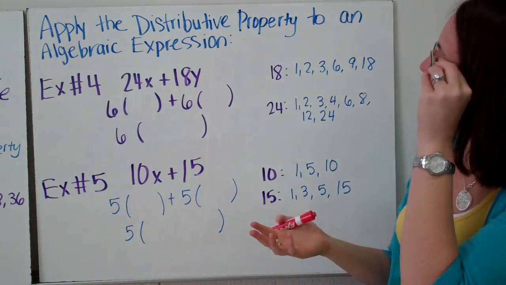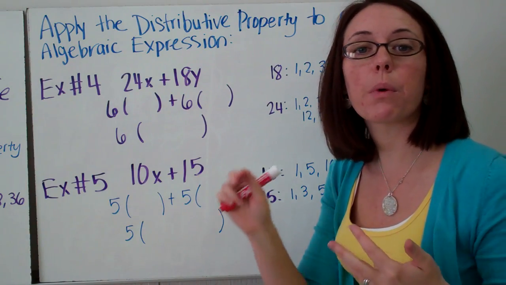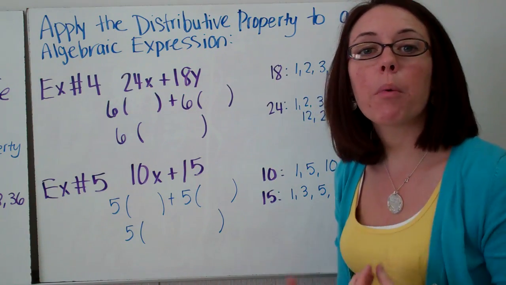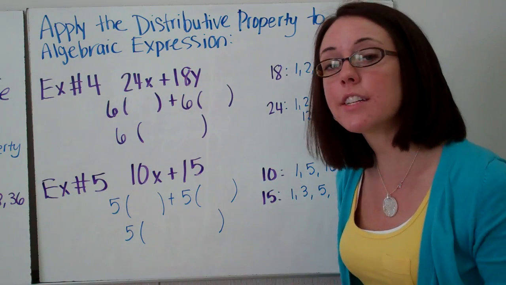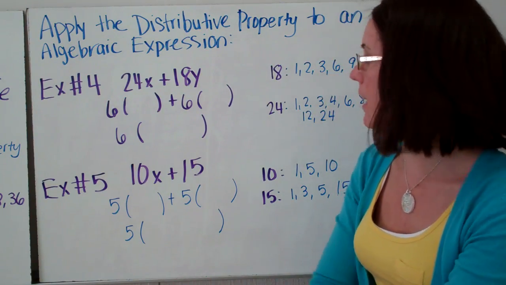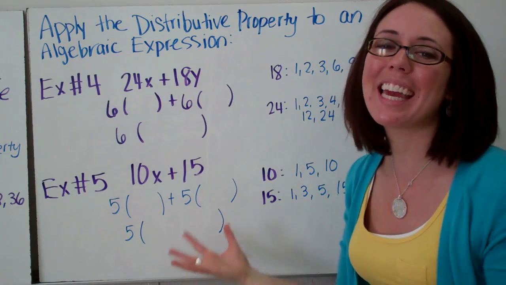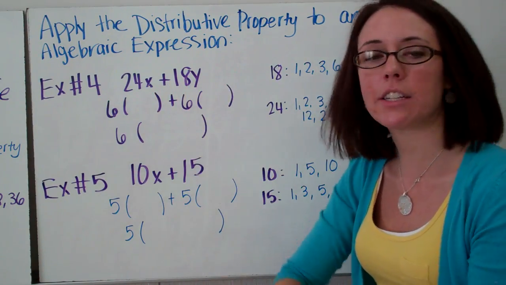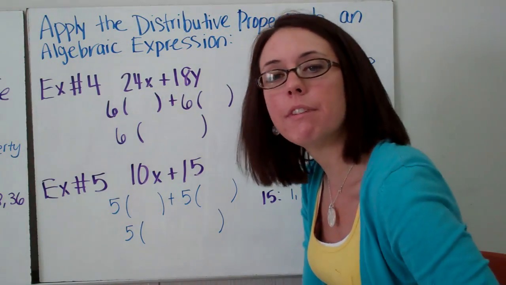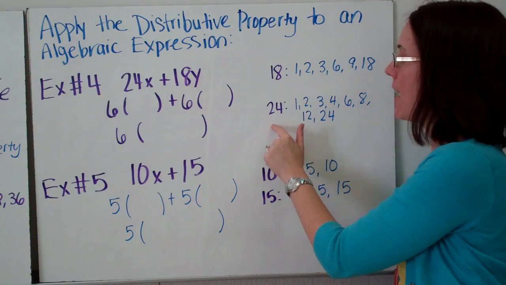Apply the distributive property to the algebraic expression. This time we're going to use GCF and we're going to use the distributive property, but we're going to have algebraic expressions, not just numeric expressions. So there's going to be some variables there, but we can still do the same thing. 24x plus 18y. Well, we know we can't add those together because they're not like terms, but we can factor out the common factor. So for 18 and 24, list your factors.